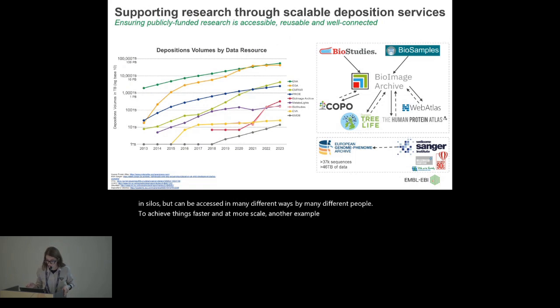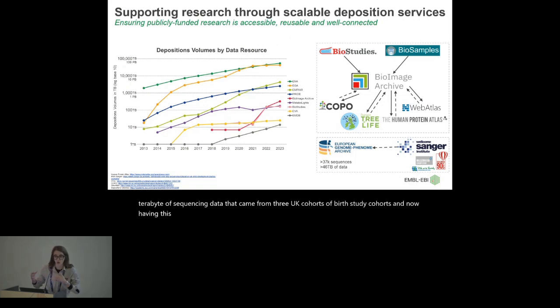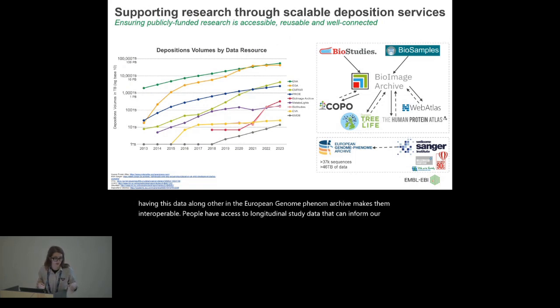Another example comes from the European Genome-Phenome Archive. A few months ago, Wellcome Sanger Institute researchers deposited over 46 terabytes of sequencing data that came from three UK birth study cohorts. And now having this data along with other data in the European Genome-Phenome Archive makes them interoperable. People have access to longitudinal study data that can inform research on child development and health over the years.